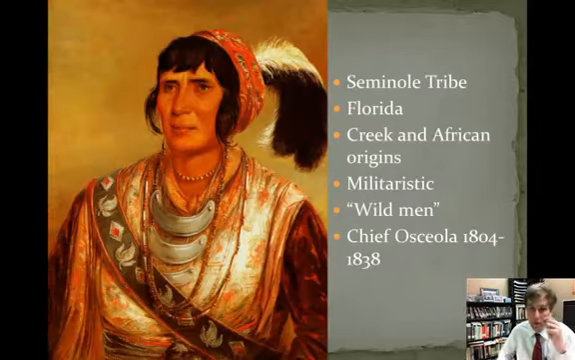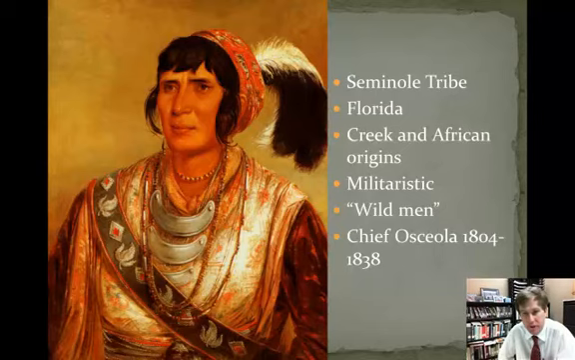The Seminole tribe was in Florida. It had Creek and African origins. In fact, Seminole means wild men. They were very militaristic, so a lot of these men were either outcasts from the Creek tribe or maybe some from the Cherokee tribe, or they might have been runaway slaves. And so they were very, like I said, militaristic and territorial and extremely resistant to European or American encroachment. One of the most famous chiefs was a man named Osceola, pictured there.